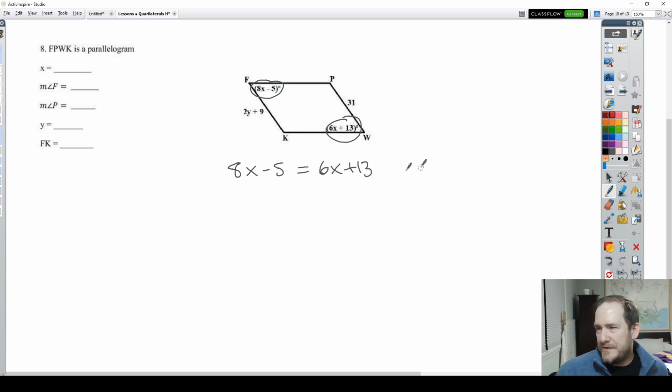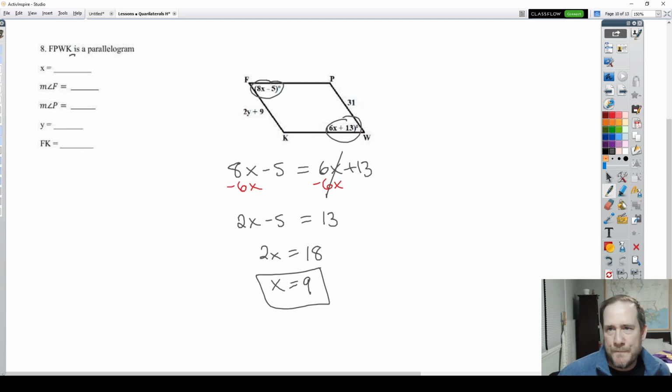Then I can solve by subtracting the smaller number of x's. So that leaves me with 2x minus 5. These cancel, so I just have 13. So now I'm going to add 5. I get 18. And divide by 2, you get 9. So x is 9. Now they want to know the measure of angle F.